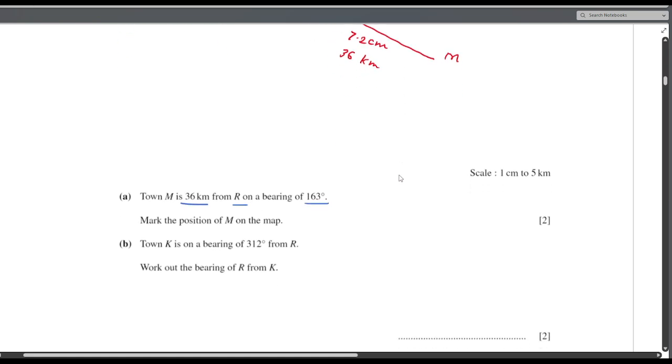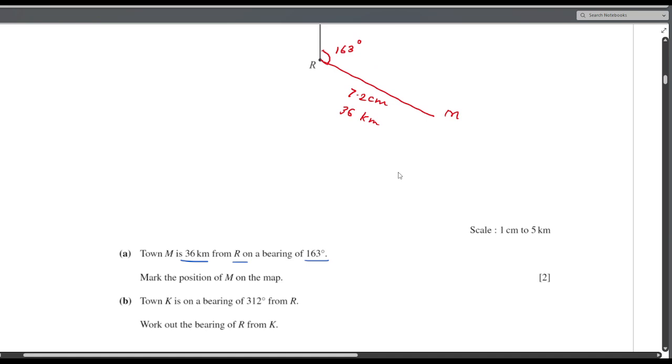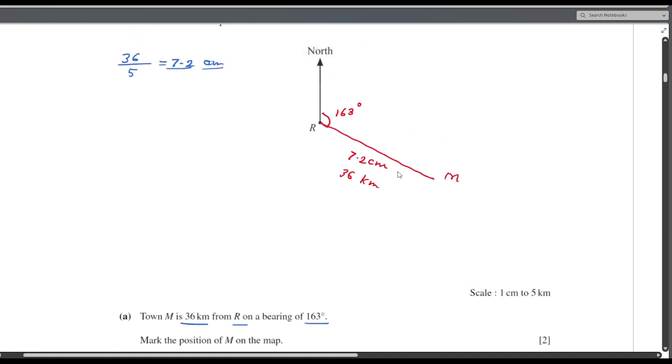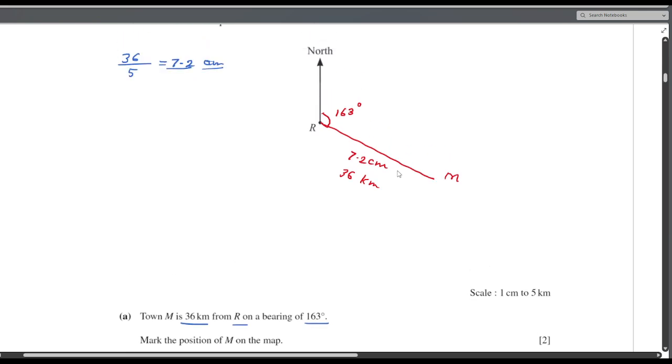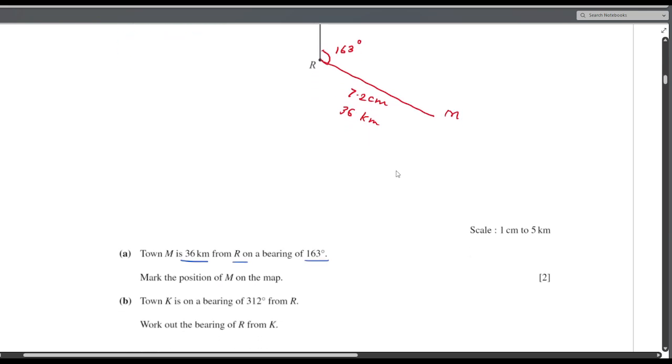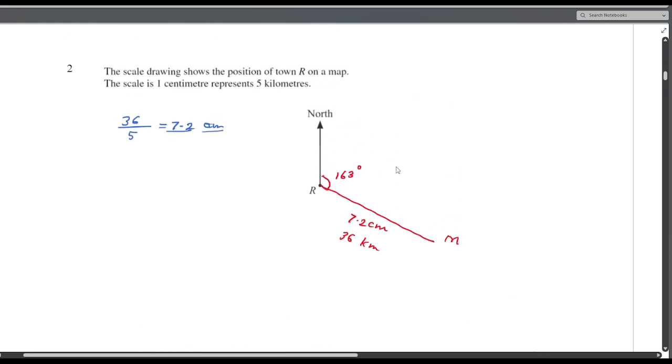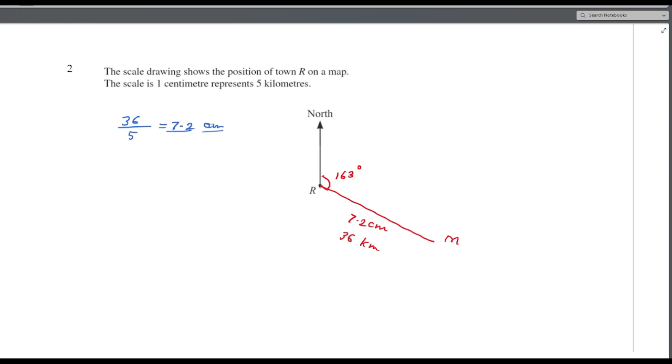Now the second part is town K is on the bearing of 312. Now 312 is more than 270, so I have to go clockwise. 312 will be something like this. So here there might be some point K.